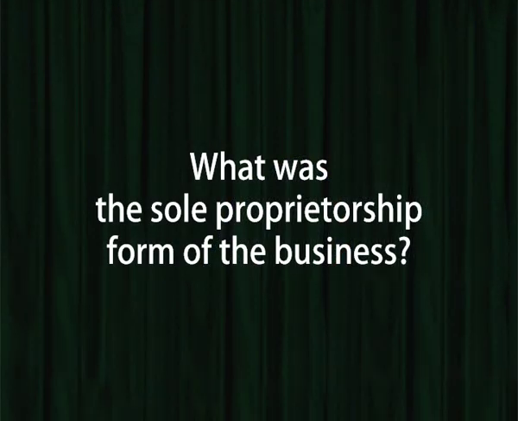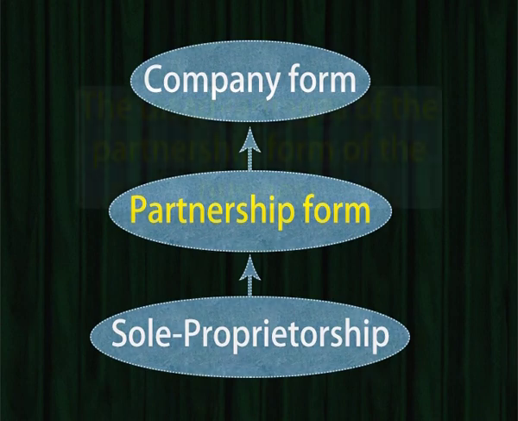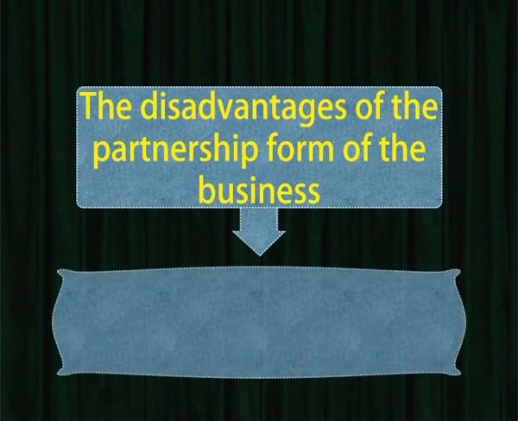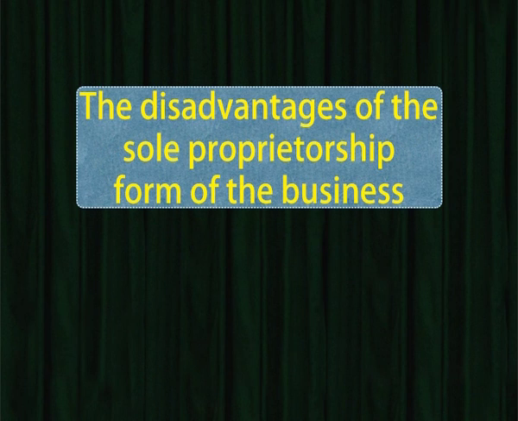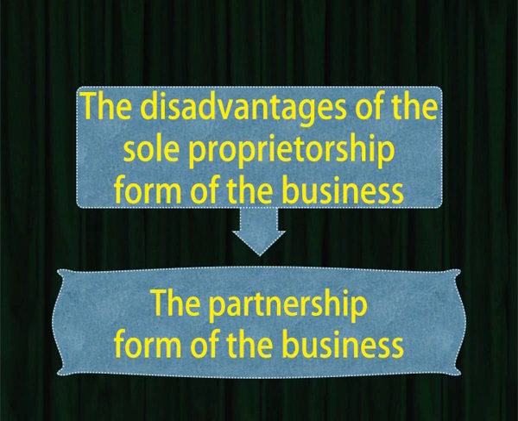Before starting the discussion on the company form of the business, it is necessary for us to understand what was the sole proprietorship form of the business. The company form of the business organization, which we are seeing in today's society, has evolved from the partnership form of the business. The disadvantages of the partnership form gave birth to the company form, but the disadvantages of the sole proprietorship form gave birth to the partnership form of the business.